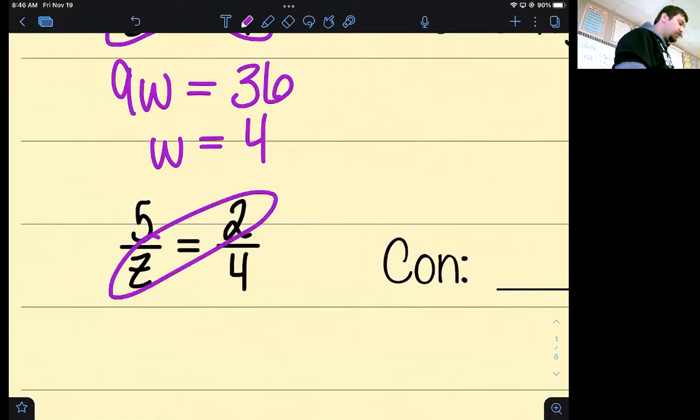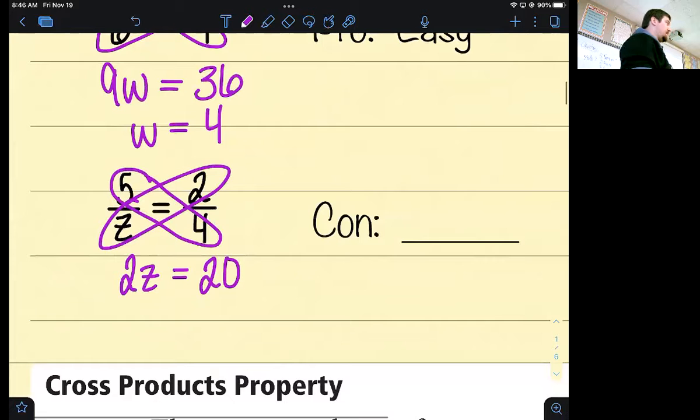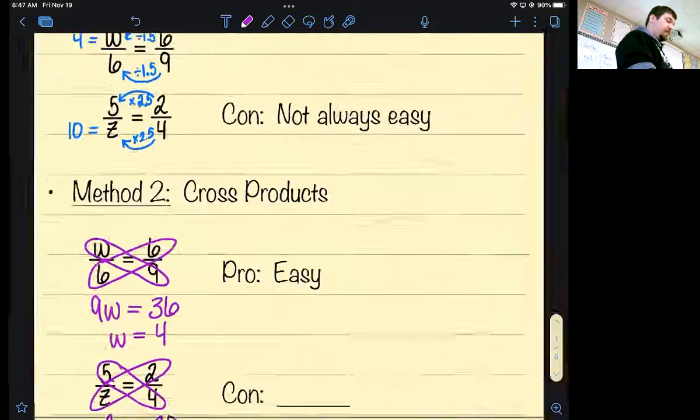What's Z times 2? 2Z. What's 5 times 4? 20. Okay, to get Z by itself, divide by 2. What's 20 divided by 2? 10, which is the same answer we got up here, but without my help.